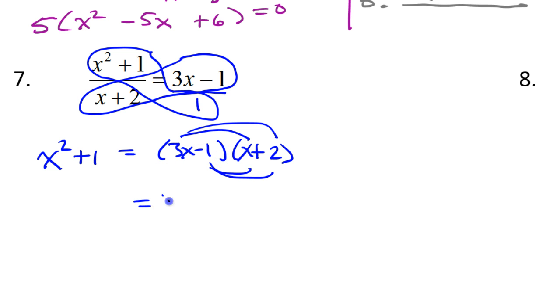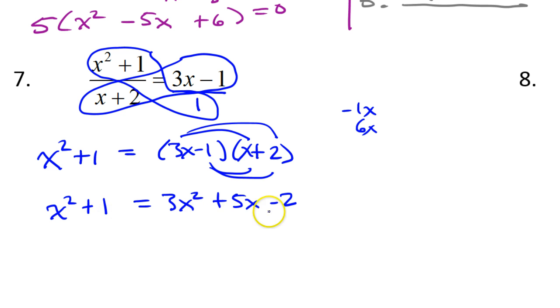So 3x times x is 3x squared. Inner plus outer equals middle. Inner I have negative 1x. Outer I have 6x. That gives me 5x. And then negative 1 times 2 is negative 2. So I FOILed it. So here I still have x squared plus 1.